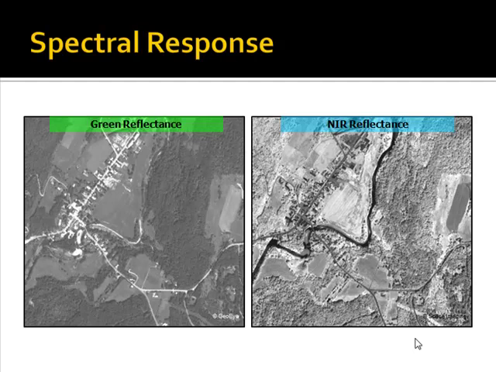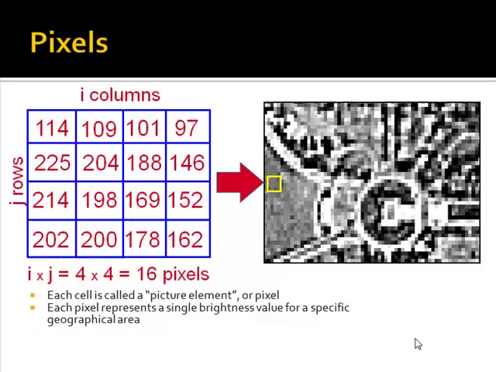Water features show up quite clearly. Water absorbs practically all near-infrared energy, causing it to appear very dark. You're also going to notice that man-made features don't appear nearly as bright as they do in the visible portion of the electromagnetic spectrum.